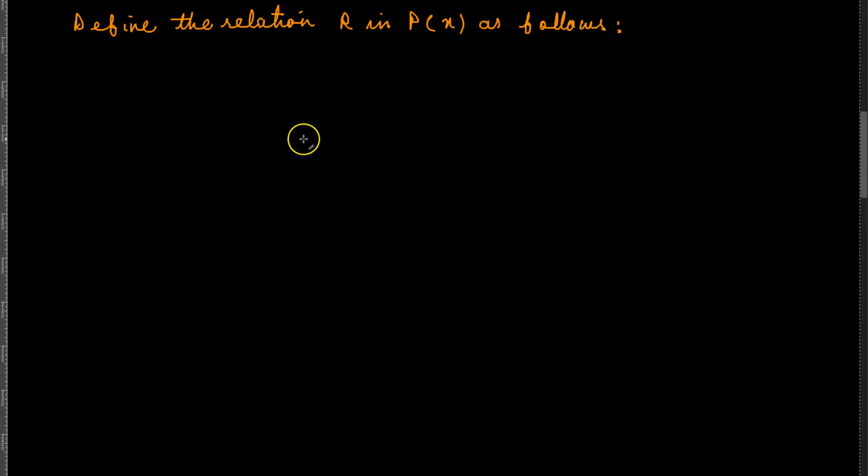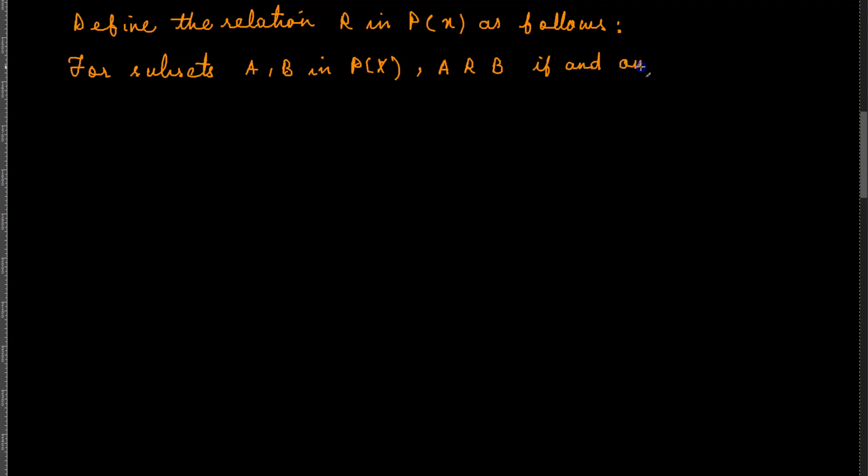So for subsets A and B in P of X, A R B, meaning A is related to B, if and only if A is a subset of B. Okay.